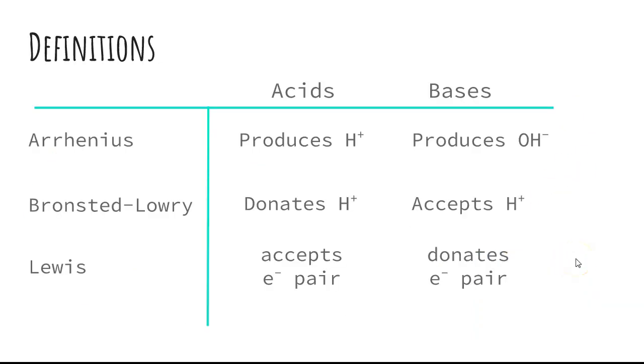Here's the exact same thing. It's just shown in a table format, but just notice the difference between all these different types of acids and bases. With Lewis, we're focusing on what electron pairs are doing. I like to remember this by remembering that Lewis acids accept electron pairs. So acids accept electron pairs.